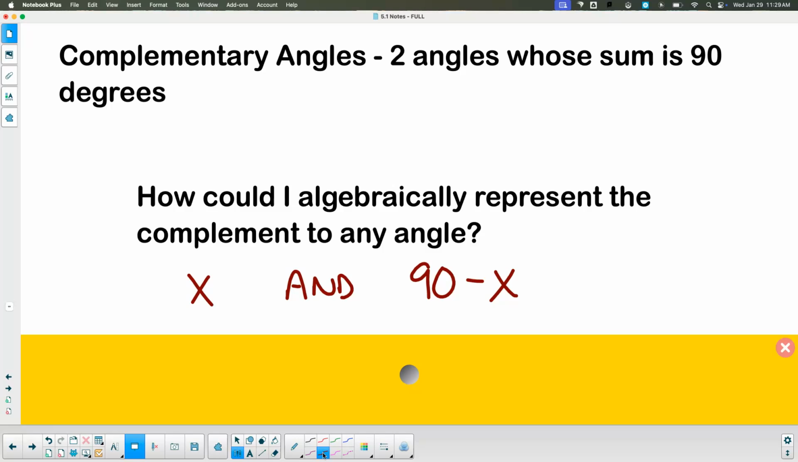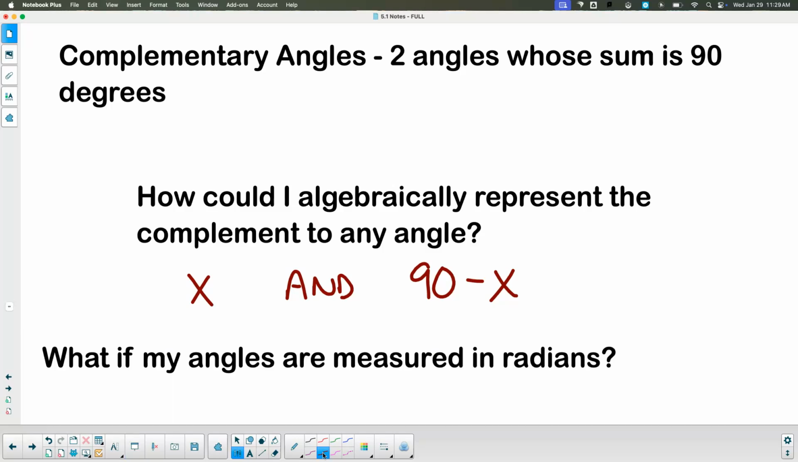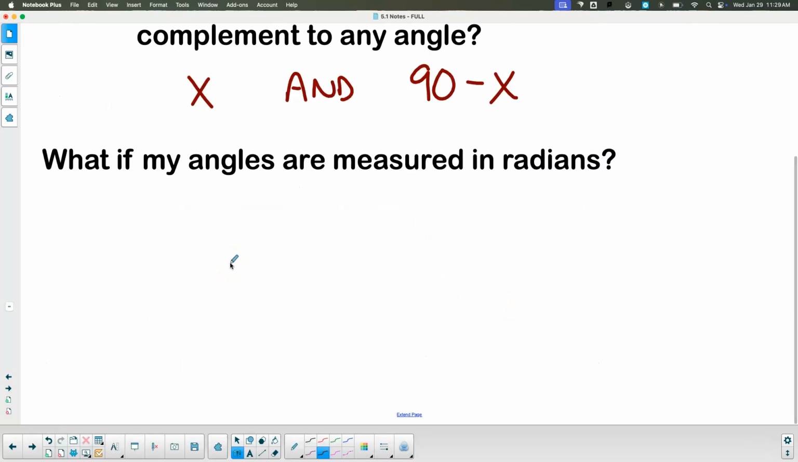But we live in a radian world. What would that be in radians? So it'd be x and pi over 2 minus x, right? Okay.